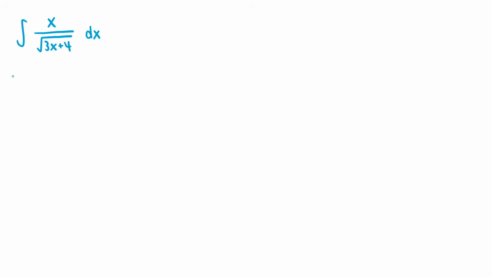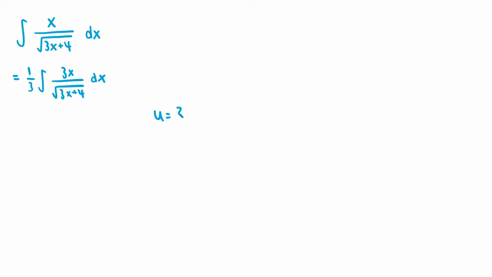which means before we do the substitution, let's just take out a constant of 1 over 3 outside the integral to rewrite this as 1 over 3 times the integral of 3x over the square root of 3x plus 4 dx, just so that we have a constant factor of 3 in the numerator. So we can go ahead with the substitution now.